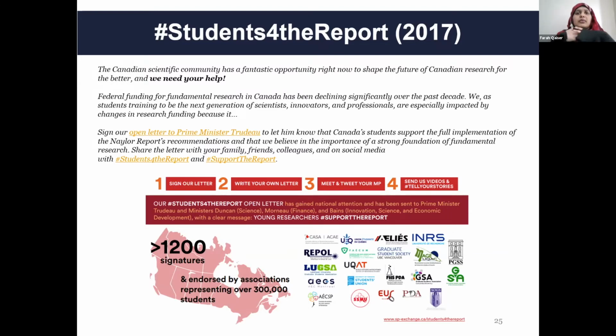So this is an example of a more long-term effort where it takes time to pull together your allies, the people who might support you, figuring out who your decision maker is. So they decided it was Prime Minister Trudeau and the related Minister of Science and Minister of Finance and Minister of Innovation at the time. And they had a very clear task for both people to engage as well as the people who had the power to make a decision.